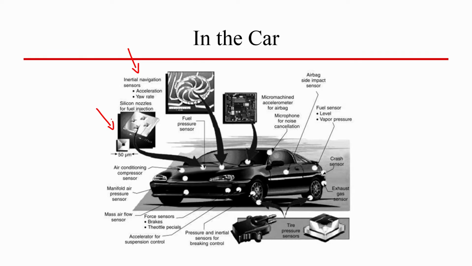This is for nozzles for the fuel injection system. Then we have an air conditioning compressor sensor, a manifold air pressure sensor, a mass airflow sensor, then sensors for brakes and throttle, an accelerometer for suspension, a pressure sensor, a sensor for braking control, tire pressure sensors, exhaust sensors which are gas sensors, and crash sensors, fuel sensors, airbag sensors, micromachined accelerometers, and a microphone for noise cancellation. So many sensors in one automobile when you get it.